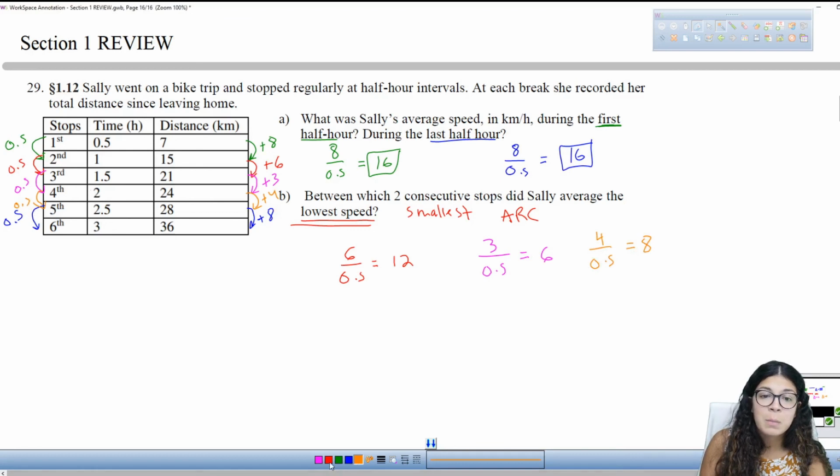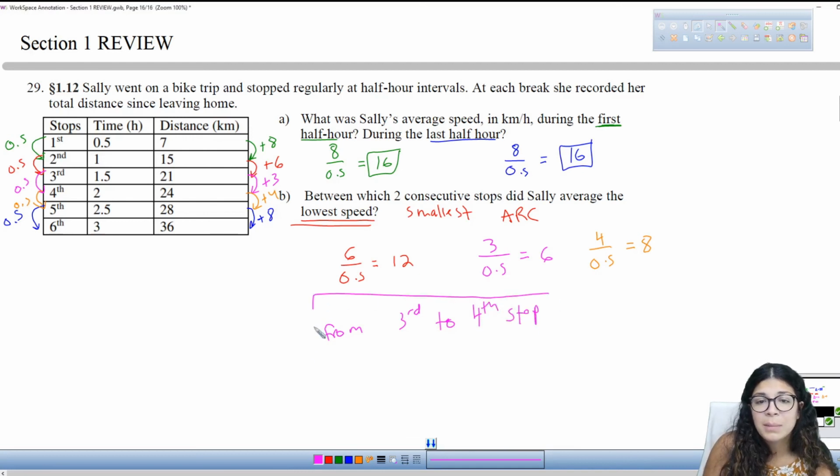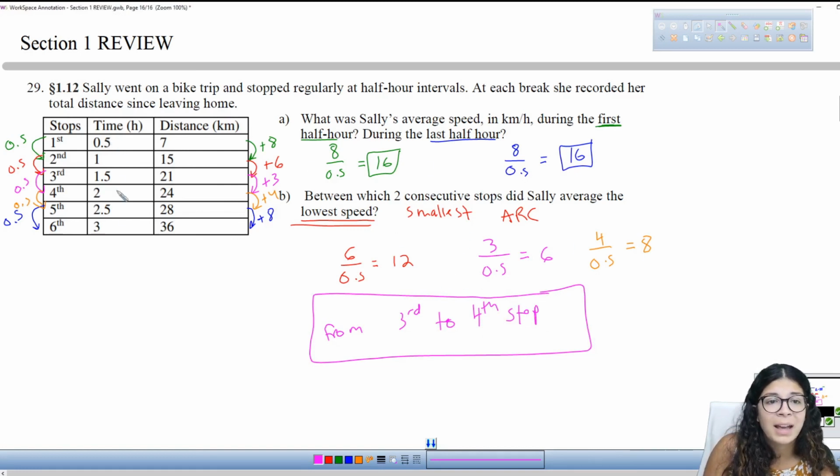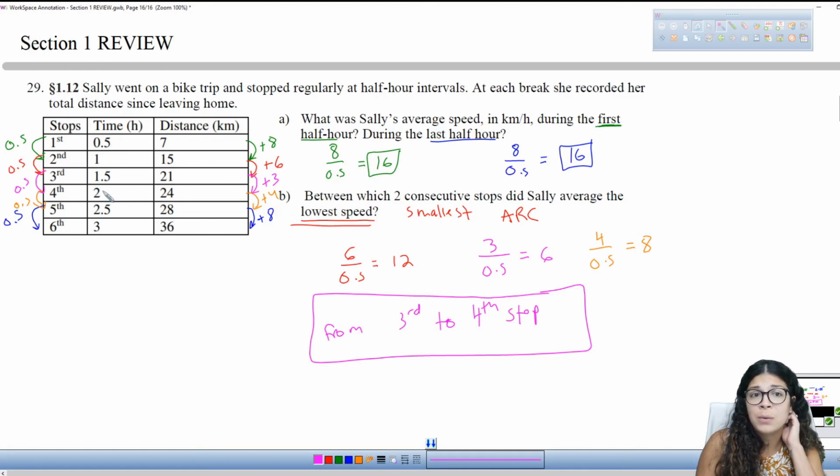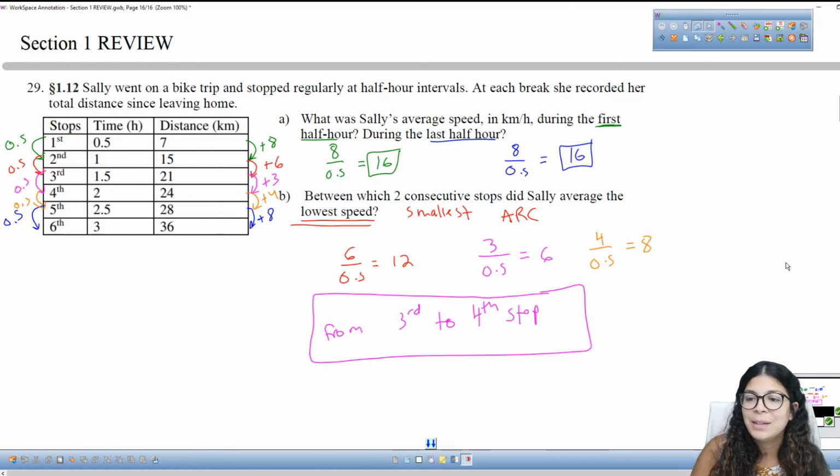So which one has the smallest? It would be the pink one from the third to the fourth stop. Something else that you could have done, you didn't really need to do all this math, right? Because the x value is always going in intervals of 0.5, you could have actually just looked and compared the change of the y value. Okay. All right, so that is the review.